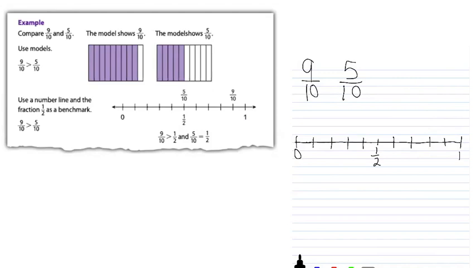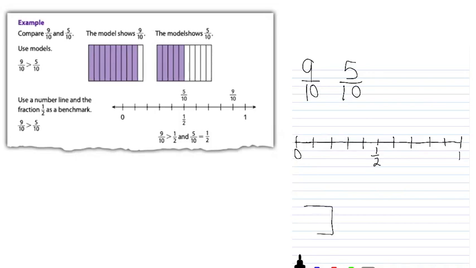But you also need to be able to reason, to think, to talk, and to write through how you know 9/10 is greater than 5/10. So we're going to look at it in two different ways other than the visual model. You know that your whole pieces have to be the same size, and what that means is they have to have the same denominator. In this case, 9/10 and 5/10 have the same tenth denominator.